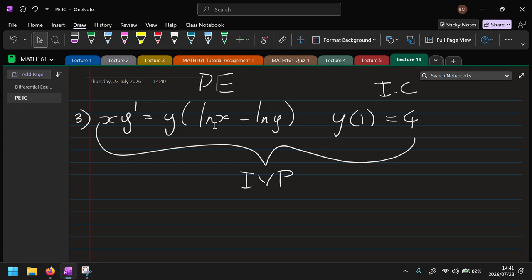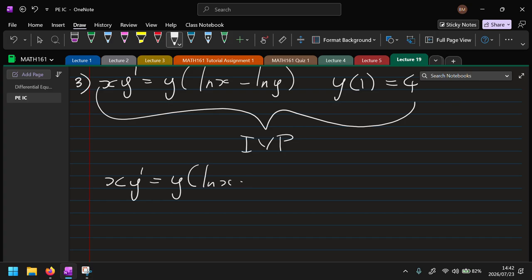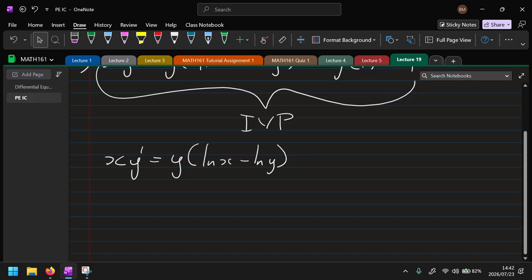Is it separable? Is it homogeneous? So on. Is this separable? Not quite, right? We've got natural log of x minus natural log of y. Can't really make that into a product of two things, so we skip that. Is this homogeneous? A bit difficult to see like this, but we can make it homogeneous. So let's take all of the other things apart from y prime over to one side. So if y prime equals something, and then we'll see what we can do. So we have x y prime is equal to y times the natural log of x minus natural log of y. We'll take the x over.